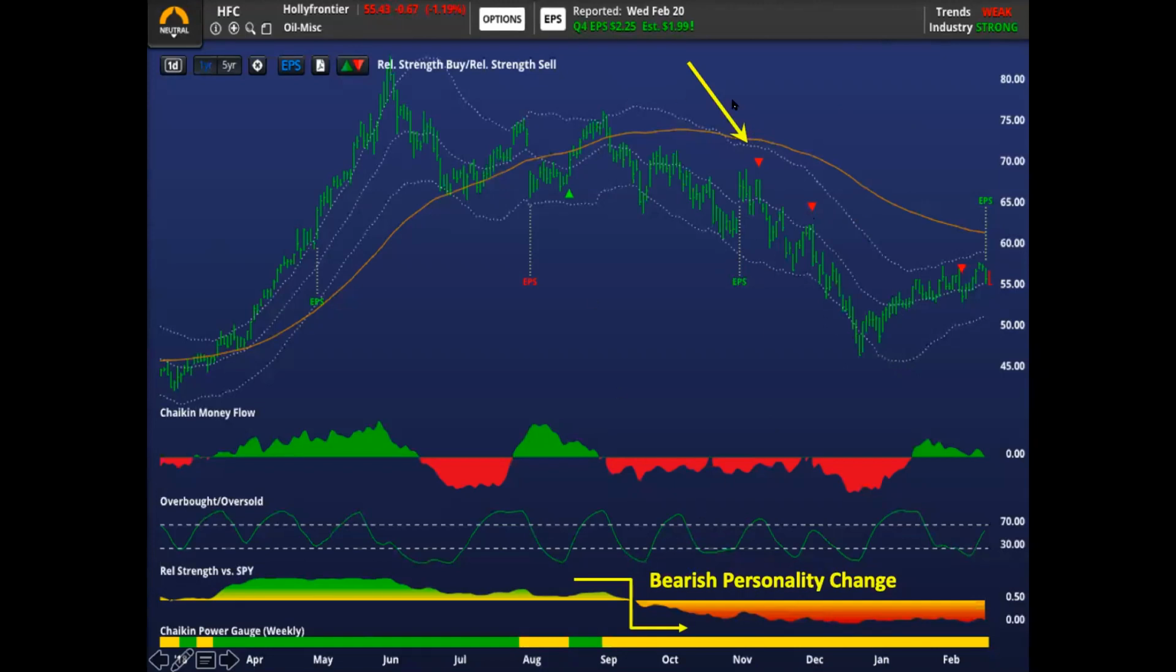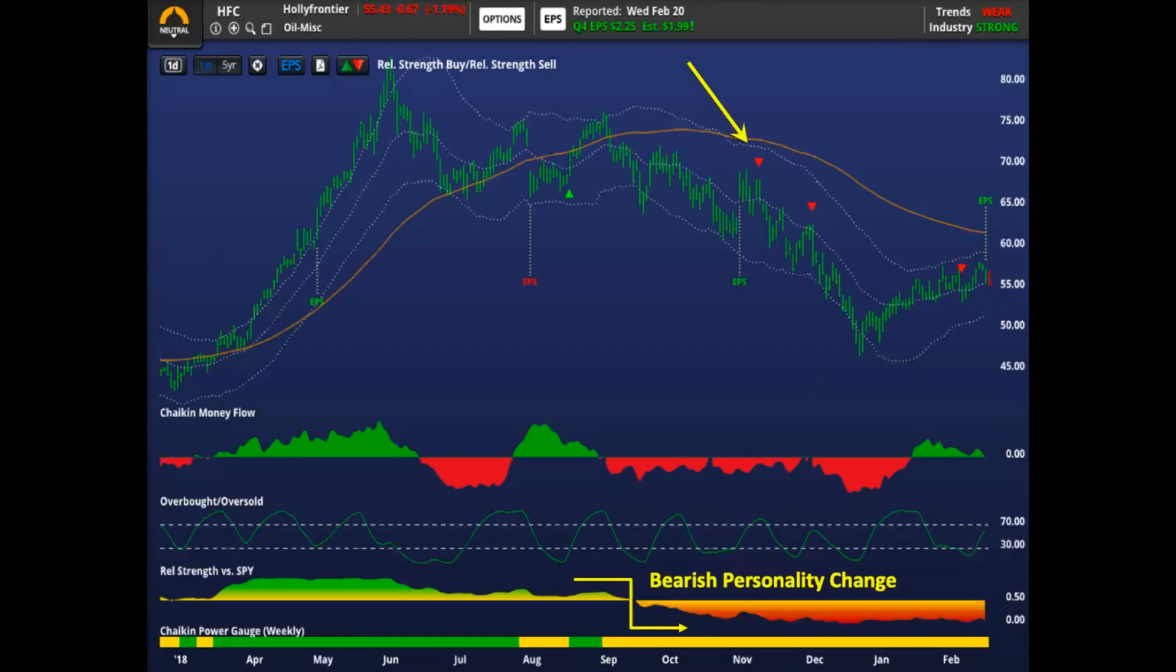Now, right before that sell signal, Holly Frontier went from outperforming the market, so relative strength was green because we loved the refining stocks back then, to underperforming the market. We call that a bearish personality change, and I'd like to show you a couple of examples of that because this is a really powerful pattern.